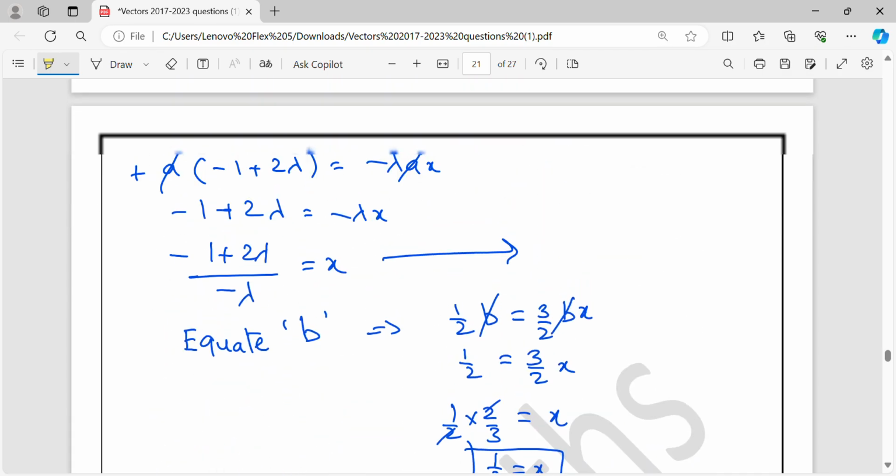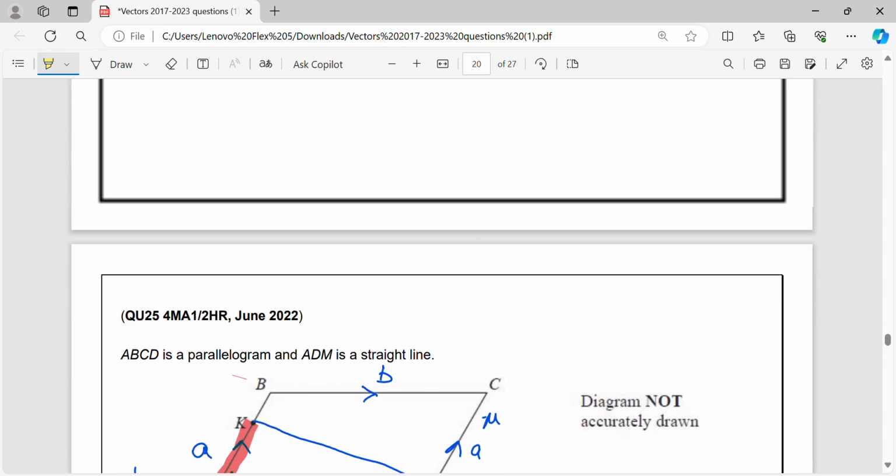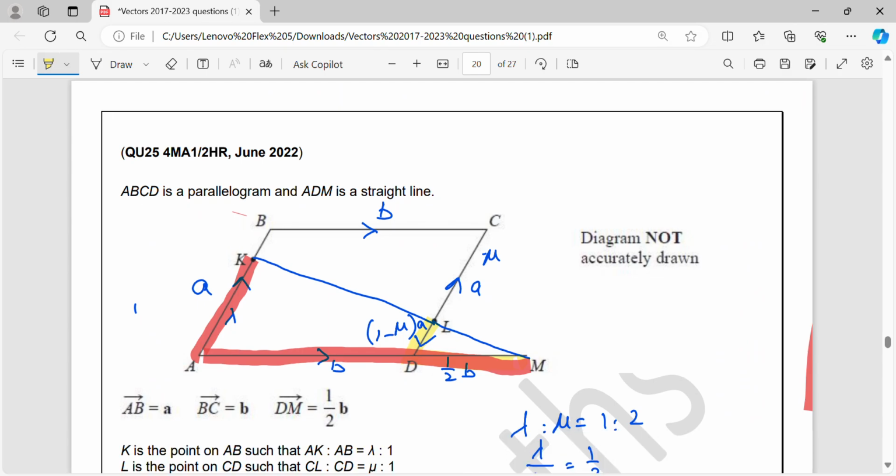And this question carries 5 marks, and this is question number 25 from paper 2HR June 2022.